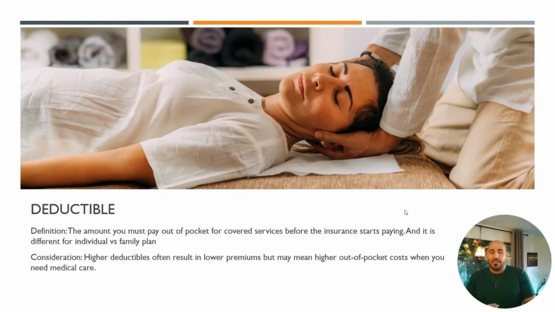Now, the deductible. Often healthcare plans have an amount of money that, even though you have paid your premium, you have to pay first before they start paying, or before the copay or co-insurance starts. It is different from one plan to another, and the amount is also different between individual and family plans. So higher deductibles often result in lower premiums, but may mean higher out-of-pocket costs when you need medical care.